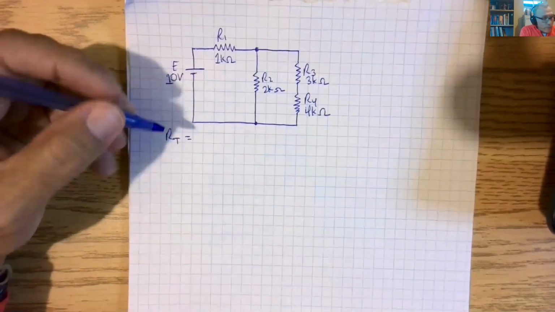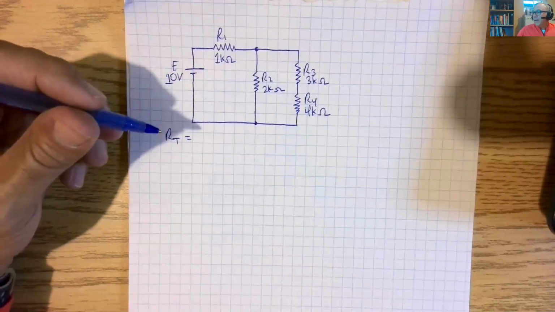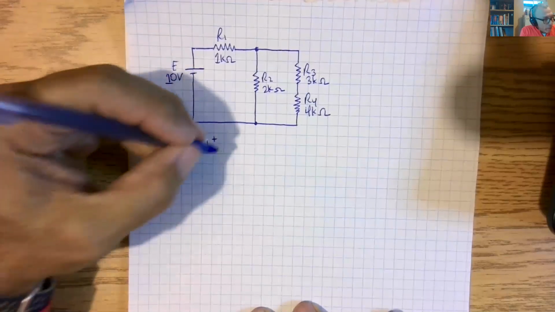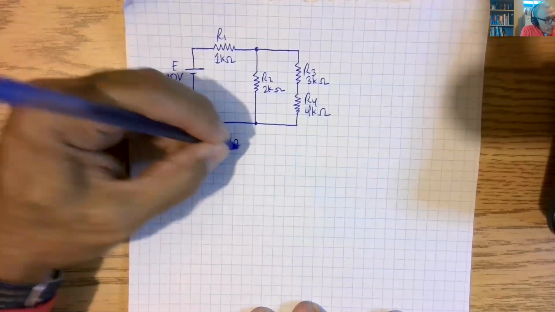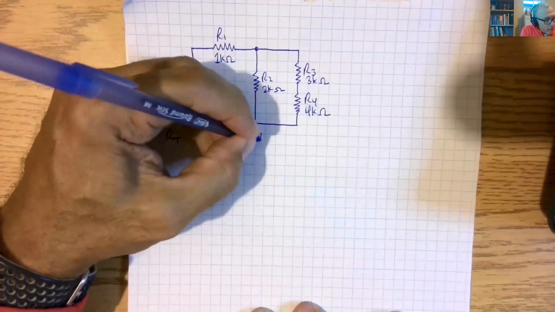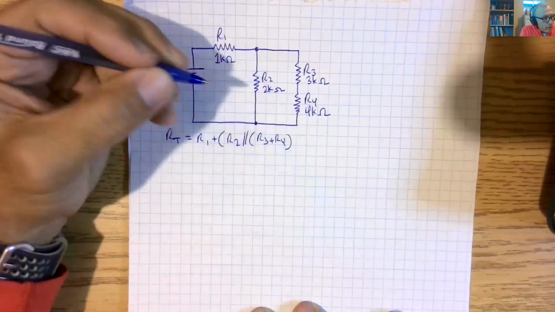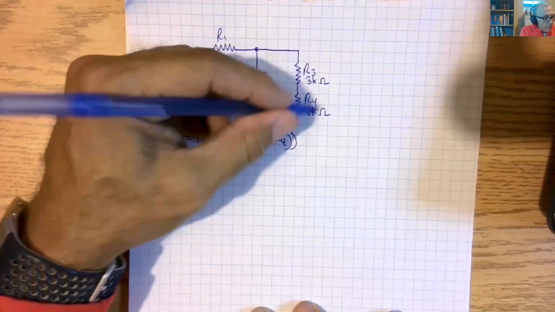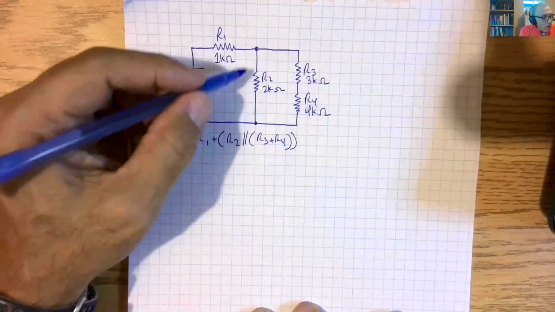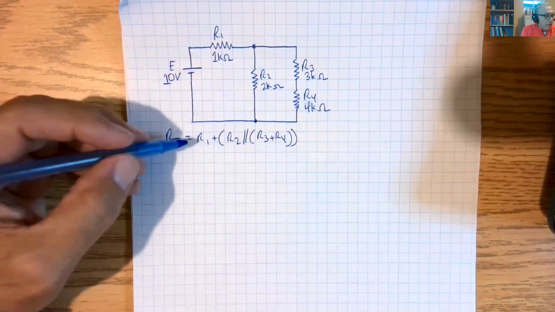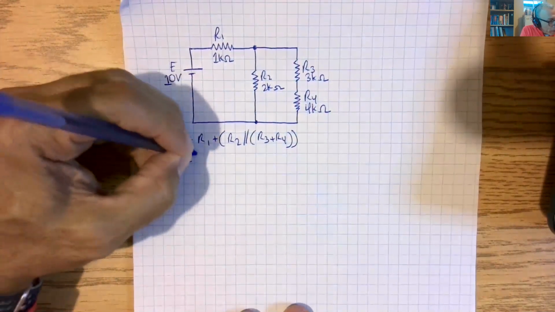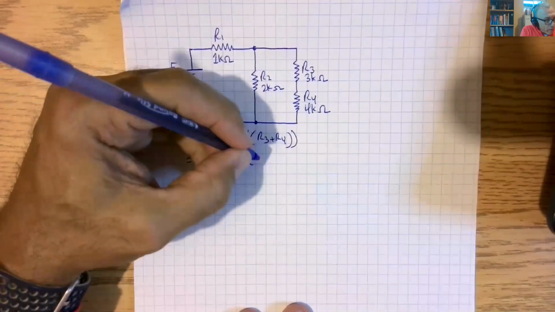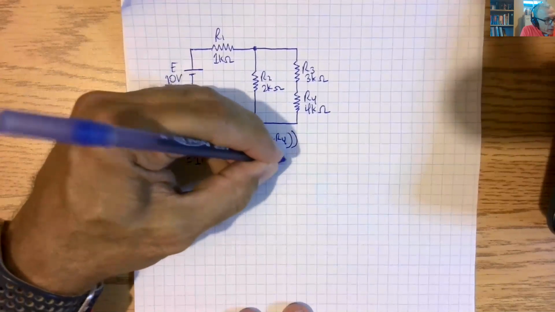All right? So actually, I didn't write it back on the other sheet, but RT is equal to R1 plus bracket R2 in parallel with bracket R3 plus R4. Okay, so these two are in series. All of that is in parallel with this. These two are in series in parallel with this, and all of this, which is these big brackets here, are in series with R1. So we get 1K plus 2K in parallel with 3K plus 4K.